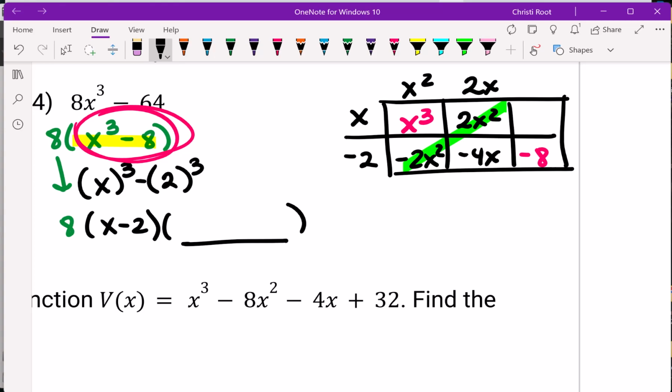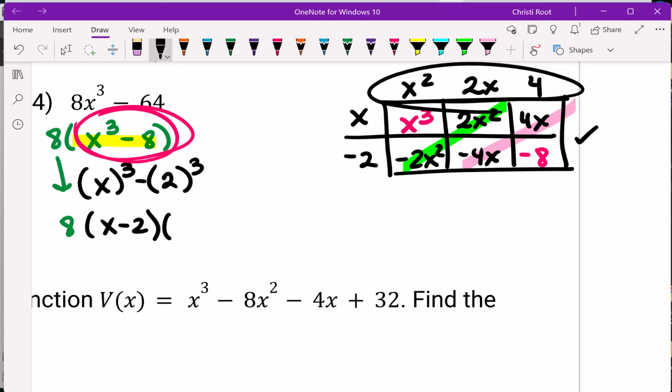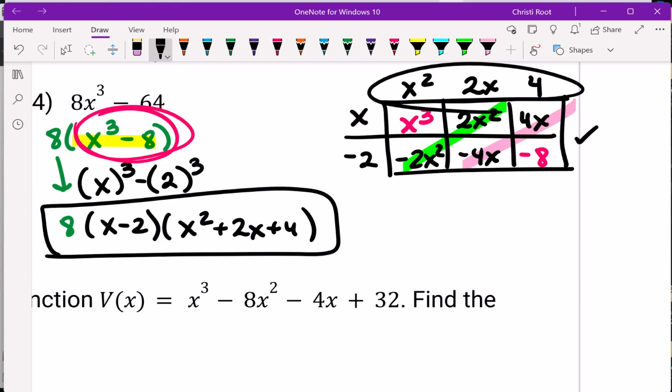Multiply. These have to add up to be nothing because you don't have a linear term. So that's going to be positive 4x. Now if we've done it right, yes. So this part right here is going to be multiplied times x minus 2, x squared plus 2x plus 4, and that is our final answer because we're just factoring.